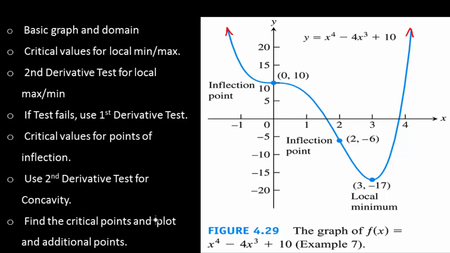Okay, so we have now graphed f of x equal to x to the 4th minus 4x cubed plus 10. So if you go to your ebook, this is example 7 if you want to read your ebook.